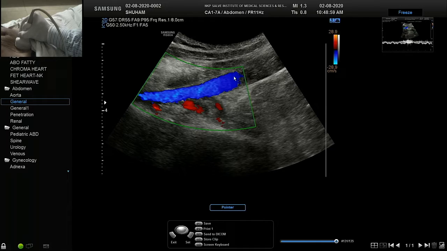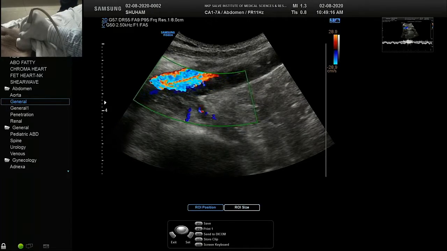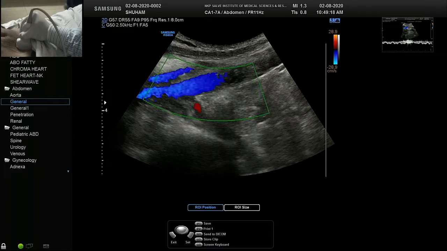See that flow. This flow is blue, this flow is going away. That means this flow direction is normal, this is going towards heart. Why this is red? This flow is coming from this side to me. So that is why this is red. So it is not the type of flow, but it is the direction of blood flow. That you should always remember that.